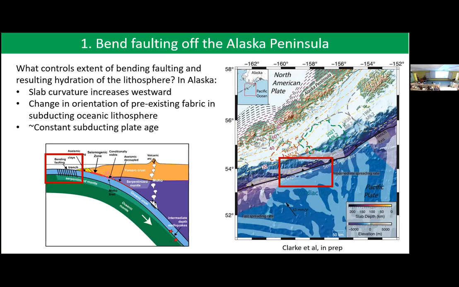And so we want to know what controls the extent of this faulting for a number of reasons. It creates roughness at the top of the plate, but also could facilitate changes in hydration. And so the Alaska subduction zone is a nice place to think about this.